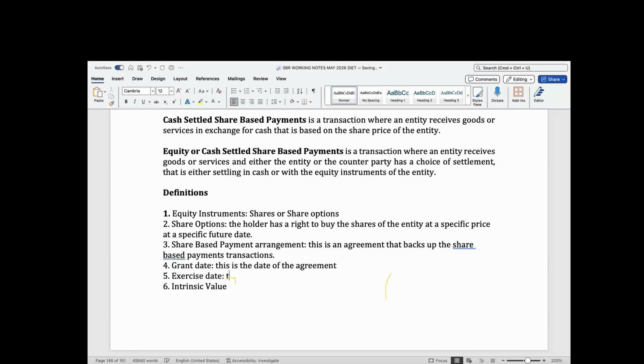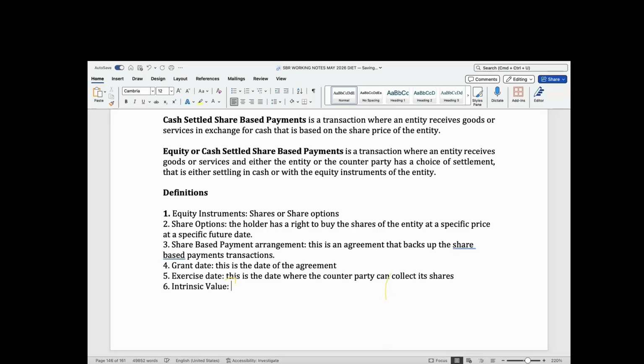The exercise date. This is the date where the counterparty can collect, let me put it that way, its shares. Okay, so exercise date is the date when he can collect it. Collect it, of course, after he has paid or fulfilled all its own obligations, right? That's exercise date.